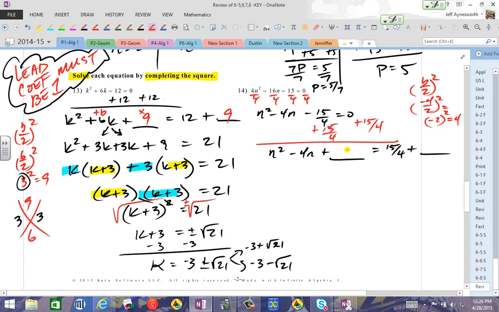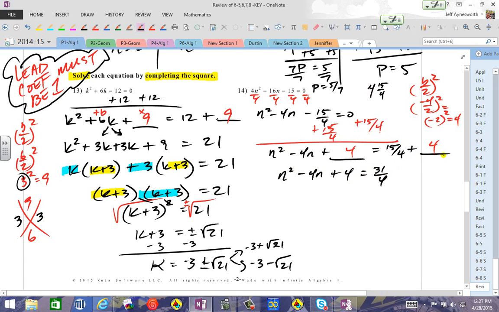Okay. So now at this point, what you want to do is combine the right side. 4 and 15/4. Well, let's see here. I've got room right here. 4 and 15/4. 4 times 4 is 16. 16 and 15 is 31. So this right side is 31/4. So n squared minus 4n plus 4 is equal to 31/4. Just go with the flow. Okay, so you just combine and simplify.